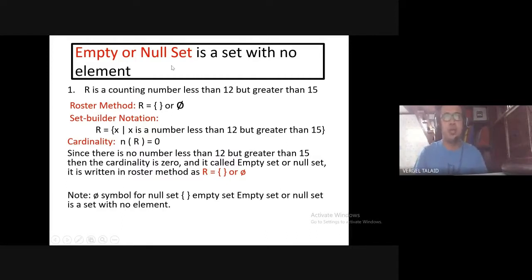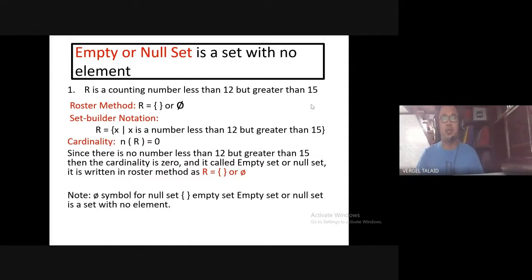From the word empty, meaning a set with no element. So is it possible that the set has no element? Yes, it is possible. For example, R is a counting number less than 12 but greater than 15. So there is a number that is less than 12 but greater than 15? Counting number less than 12 but greater than 15. So there is no number that is greater than 15 but less than 12.